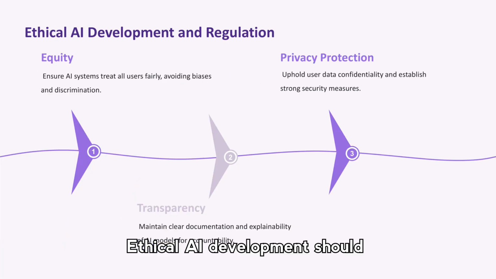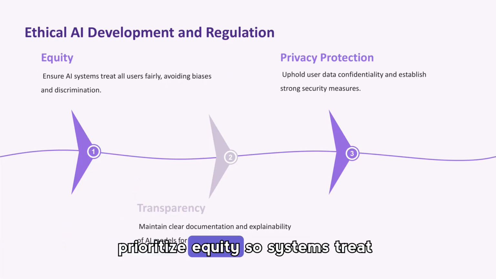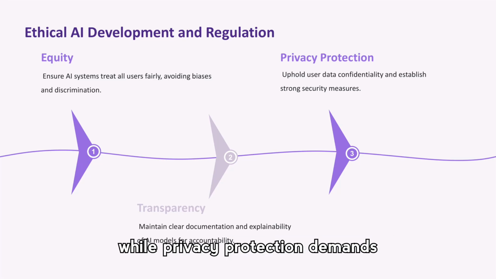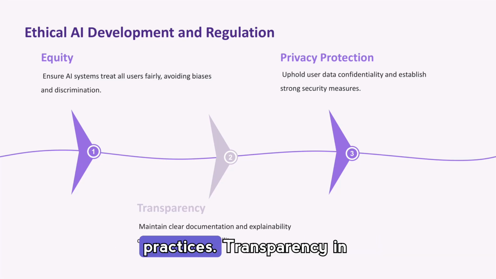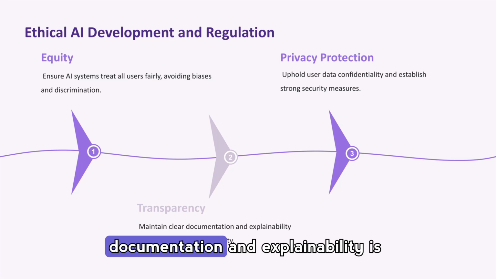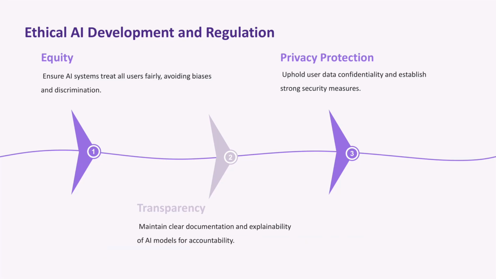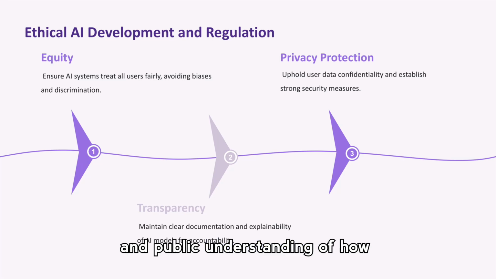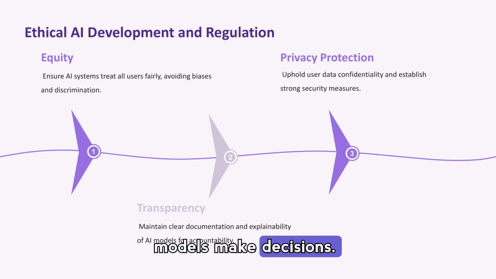connectivity. Ethical AI development should prioritize equity, so systems treat users fairly and avoid discrimination, while privacy protection demands robust security and data handling practices. Transparency in documentation and explainability is essential to maintain accountability and public understanding of how models make decisions.